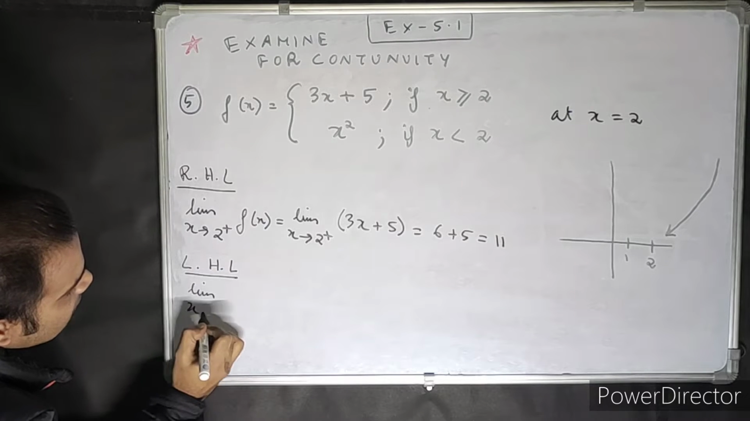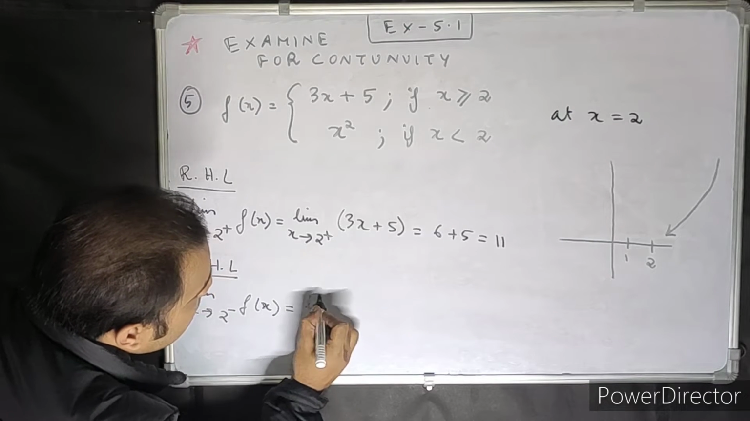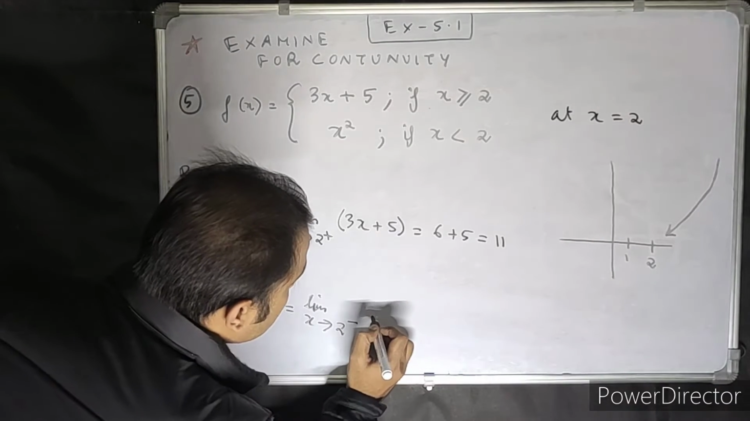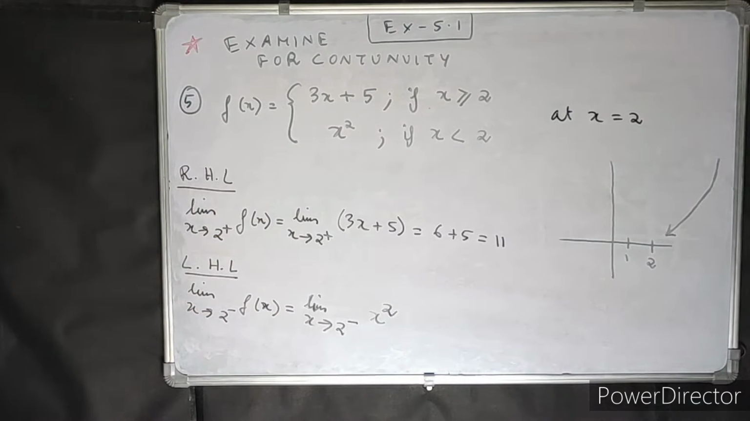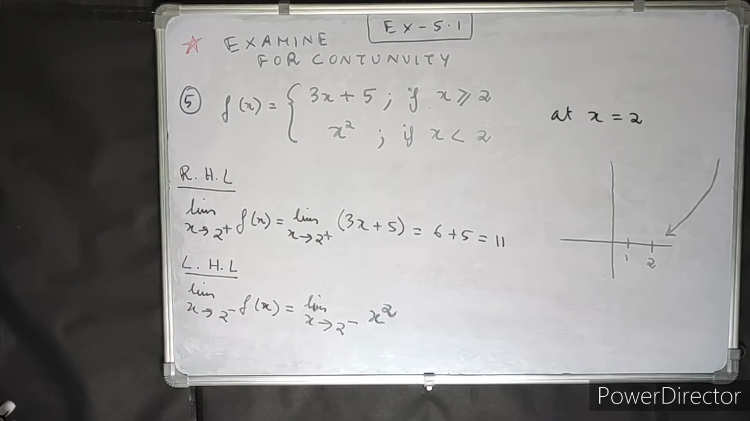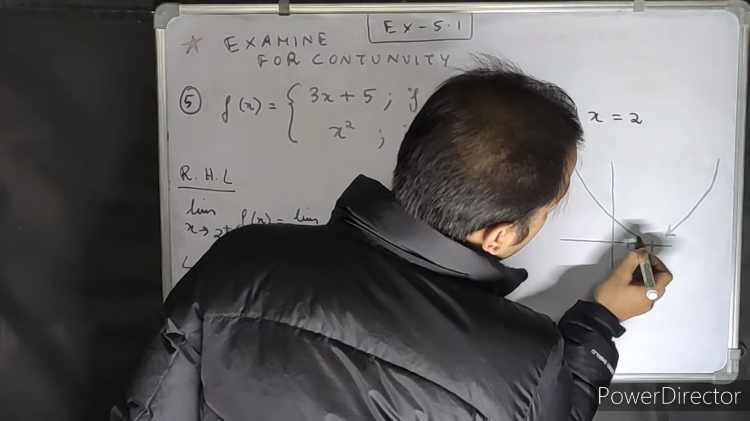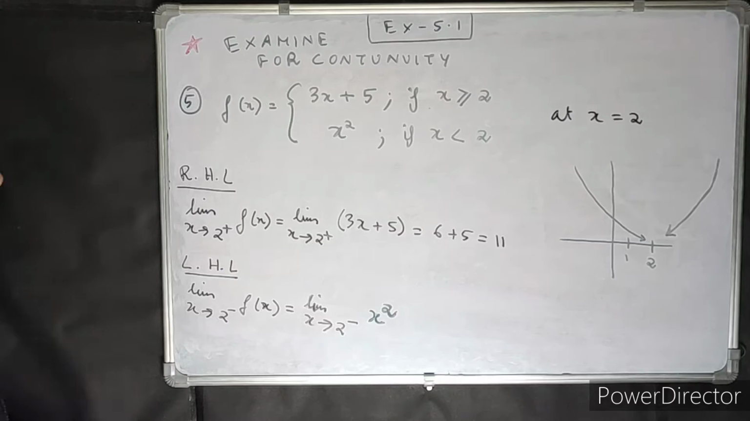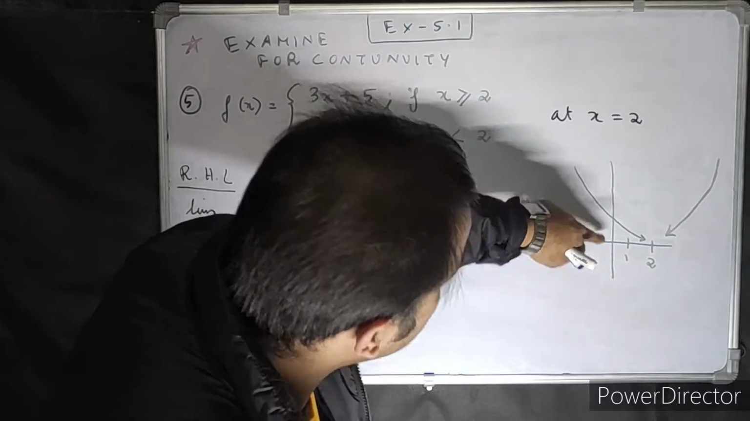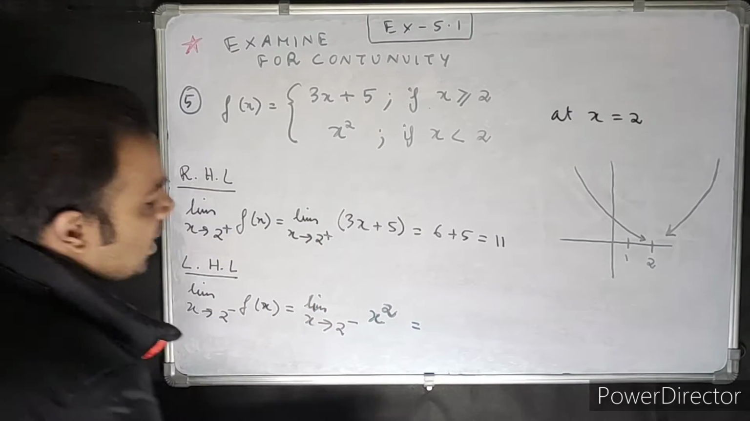So limit x tends to 2 negative, f of x is equal to limit x tends to 2 negative. Which one are you going to use now? You are going to use x square. Why? Now it's approaching 2 from the negative side, so the graph is coming this way. If it's coming from the negative side, then obviously less than 2, so we will use x square. So this is coming as 4.